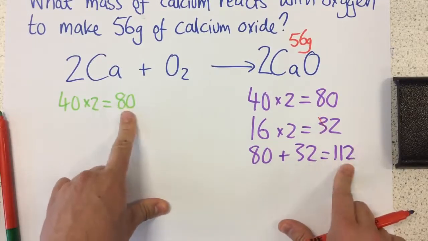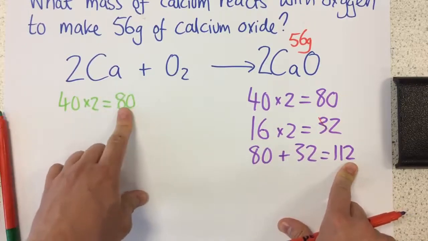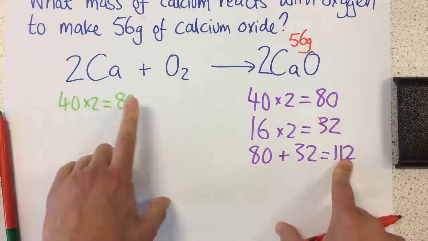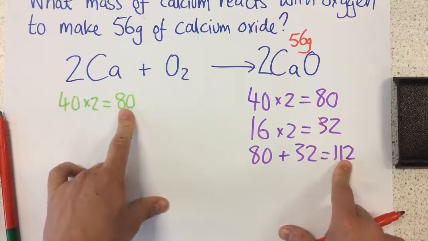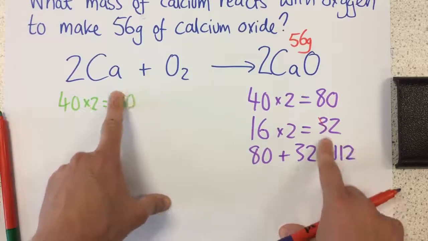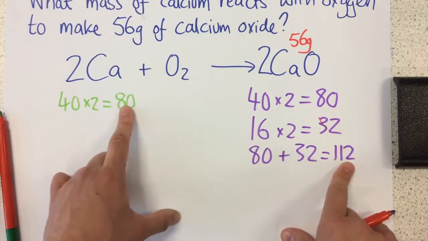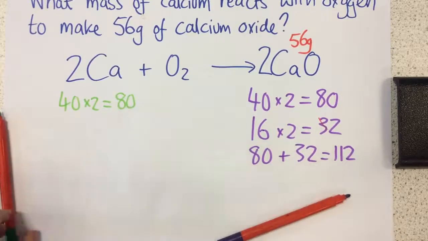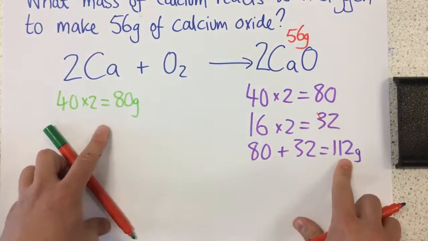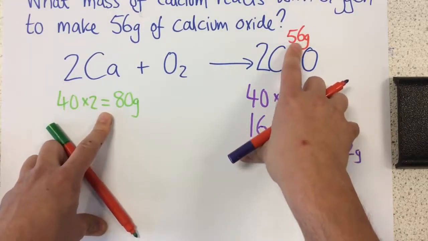So let's have a stop and have a think about what this means. These numbers are relative to each other, which means if we had 80 grams of this, we would make 112 grams of this. It also means if we had 80 tons of this, we would make 112 tons of this. So they just show how they relate to each other. So if I had 80 grams of this, I would make 112 grams of this. However, I'm not interested in making 112, I'm interested in making 56.